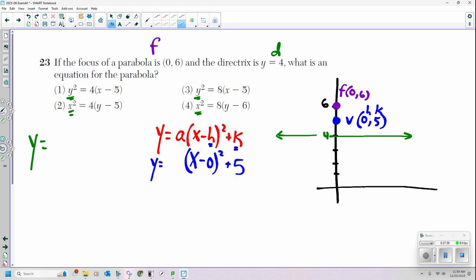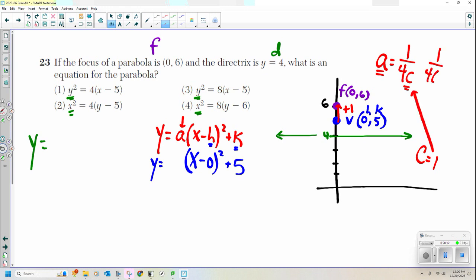So the last question is, what is this A? A is 1 over 4c. Not to confuse you, but I'm going to define one letter using another letter. So the million-dollar question is, what's c? C is always a distance starting from your vertex going to the focus. I am moving up 1, so that's plus 1. So my c is a positive 1. So 1 over 4 times c, which is 1, that's 1/4. That's my a value. That is going right here in my equation.